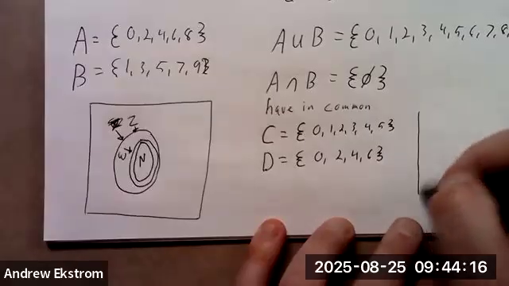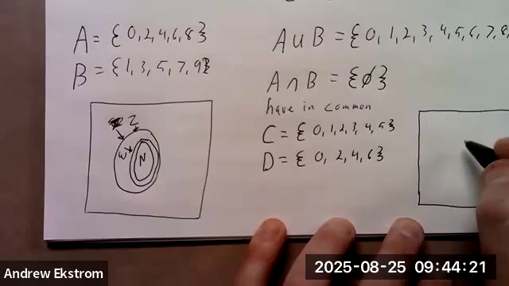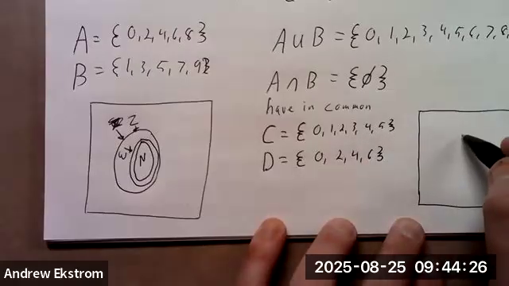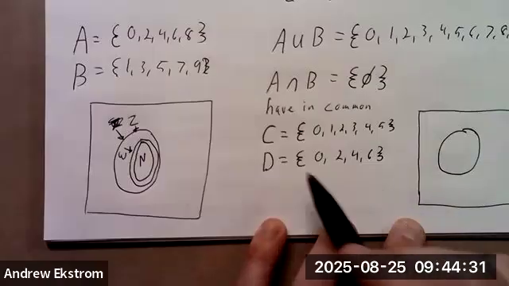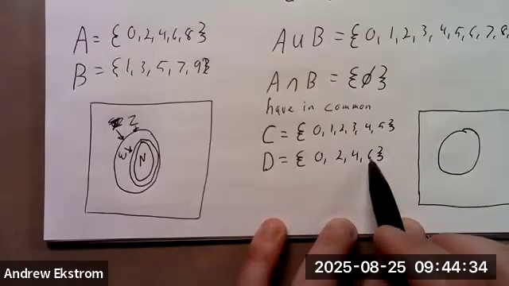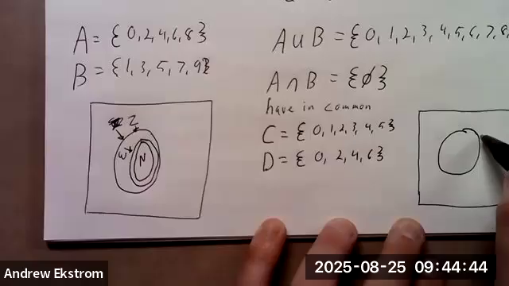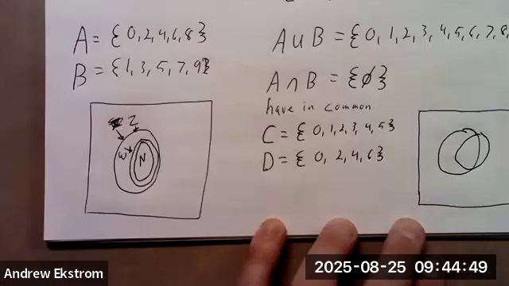If we're going to try to draw a Venn diagram of these, C has 1, 2, 3, 4, 5, 6 different elements. So it's going to be a large circle. D only has 4 elements, so it should be a smaller circle because 6 is greater than 4. And because of the overlap of 2, 4, and 6, we'd probably actually want to write it like that.